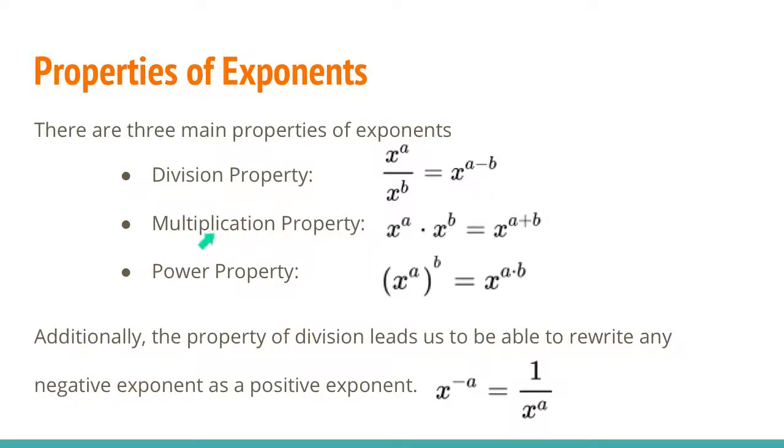The multiplication property, where if you have x to the a times x to the b, that becomes x to the a plus b. And the power property, where if you have x to the a to the b, then that equals x to the a times b. Additionally, the property of division leads us to be able to rewrite any negative exponents as a positive exponent. So if you have x to the negative a, we will look at some examples where you have 1 over x to the a.